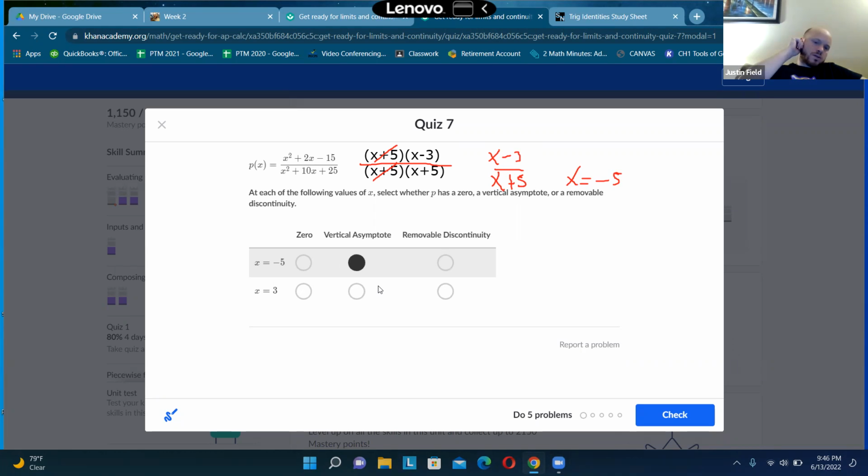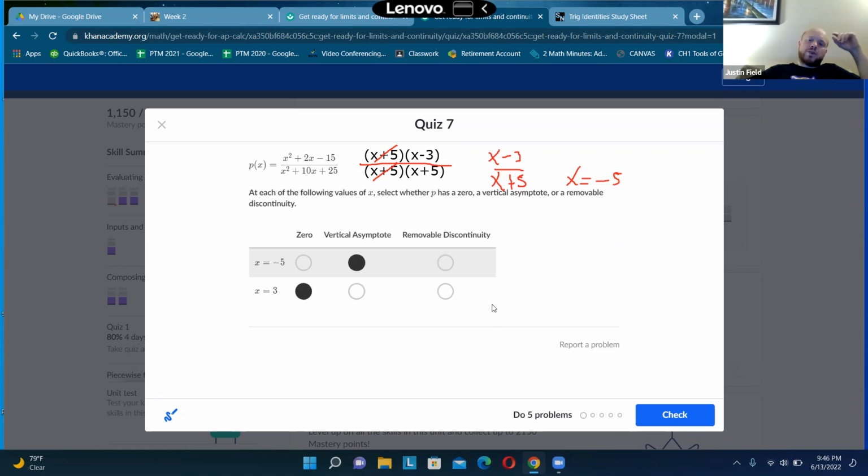And at 3, well, 3 is nothing. You plug in 3 just fine. You would get 0 over 8, which would be 0. But it's not a point of discontinuity.